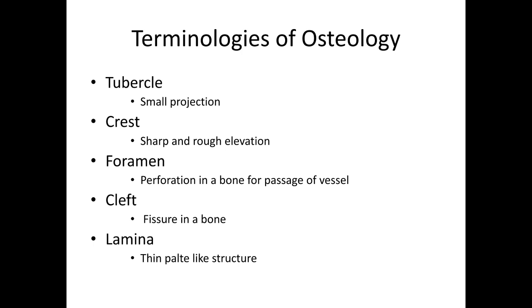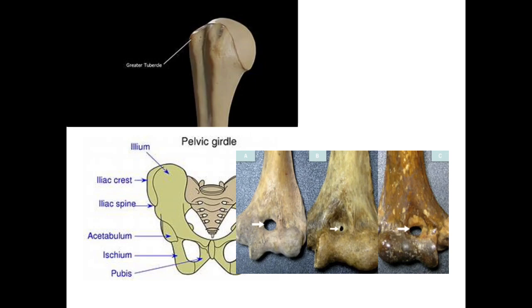Other terminology: tubercle, a small projection; crest, a sharp and rough elevation; foramen, a perforation in a bone for the passage of vessels; cleft, a fissure in a bone; and lamina, a thin plate-like structure. Here you can see the greater tubercle and the crest of the ilium and the foramen in a bone.